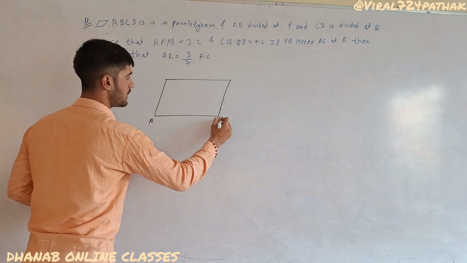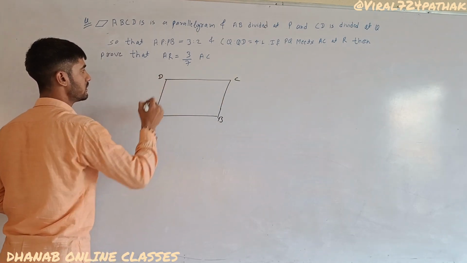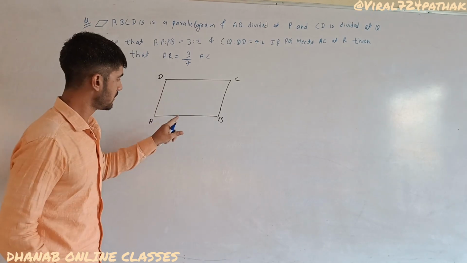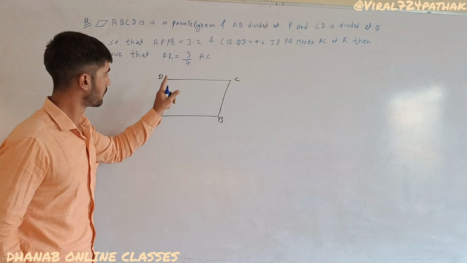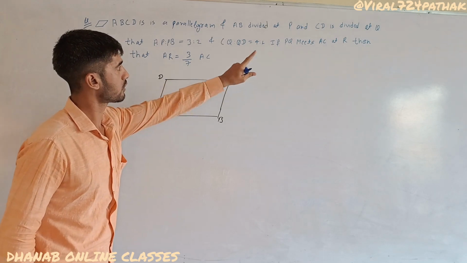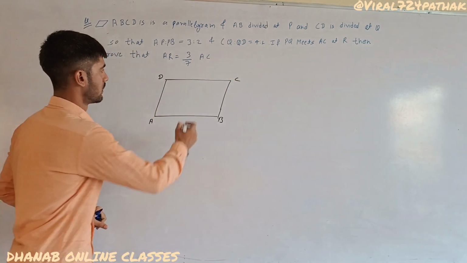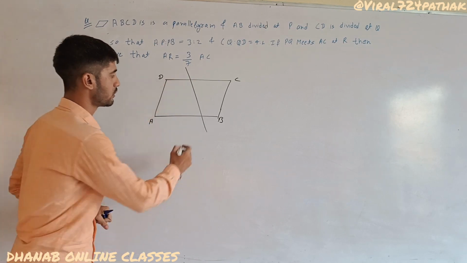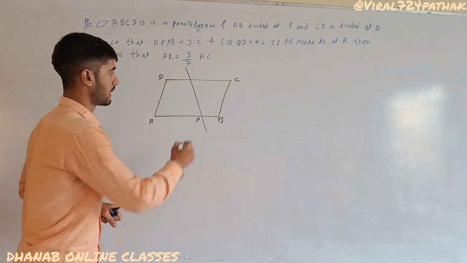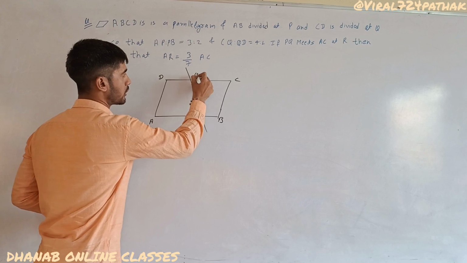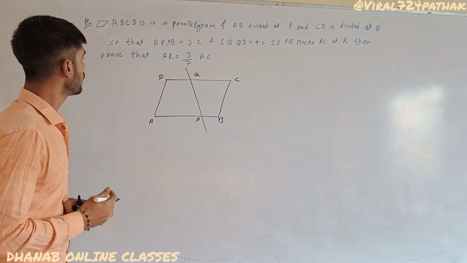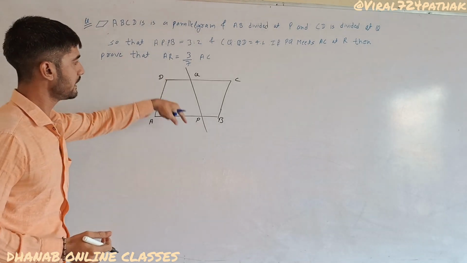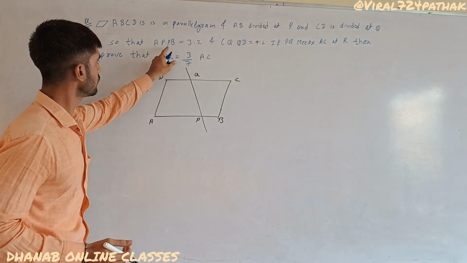A, B, C, and this point is D. Now there is a line which divides line AB at point P and line CD at point Q. Now draw this line. This line cuts AB at point P. Say this point is P and this point is Q.